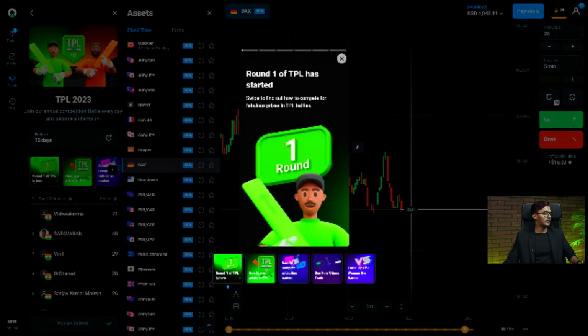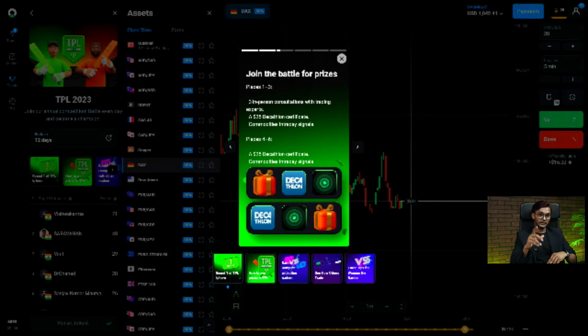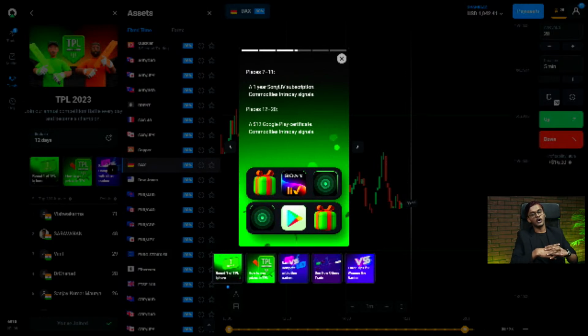So yeah, let me give you briefly what I said to you earlier as well. For each battle you win, you will get 1 point, and with each point you will move upwards on the leaderboard. The higher points you have, and if you are on the top 20 list, you will get rewarded from us. I will tell you the prizes later, but I also want to tell you that the prize announcement for the first round will be on 29th of May, and for the second round, the announcement of the prizes will be on the 5th of June.